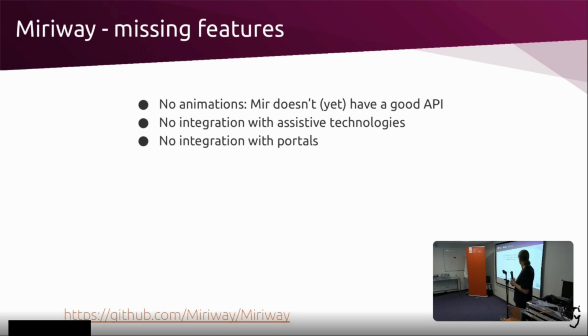Things that it hasn't got. Mir doesn't currently have a good API for doing things like animations and transitions. So Miriway doesn't either. There's no integration with assistive technologies. There's no integration with portals. But these are all things that could be tackled.